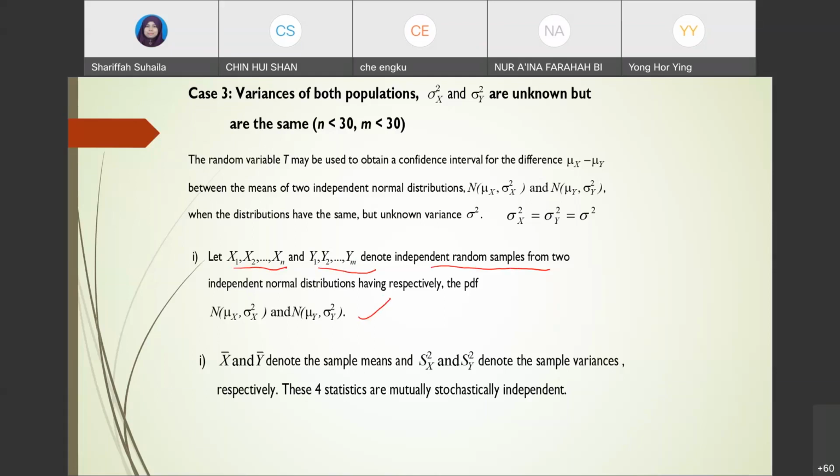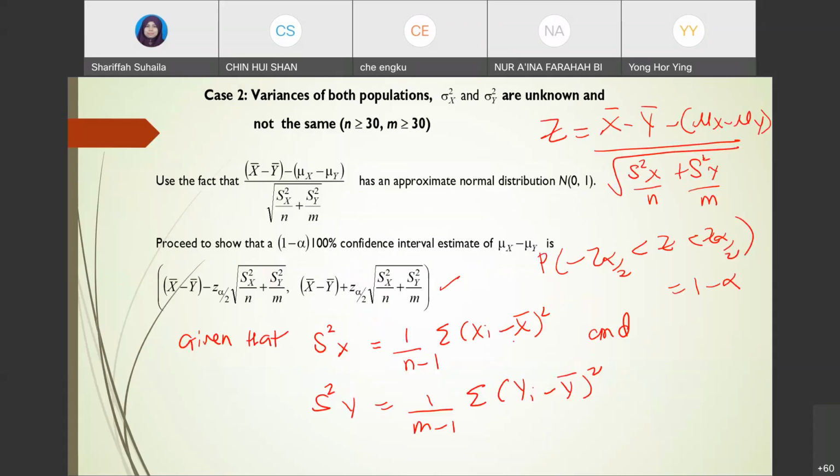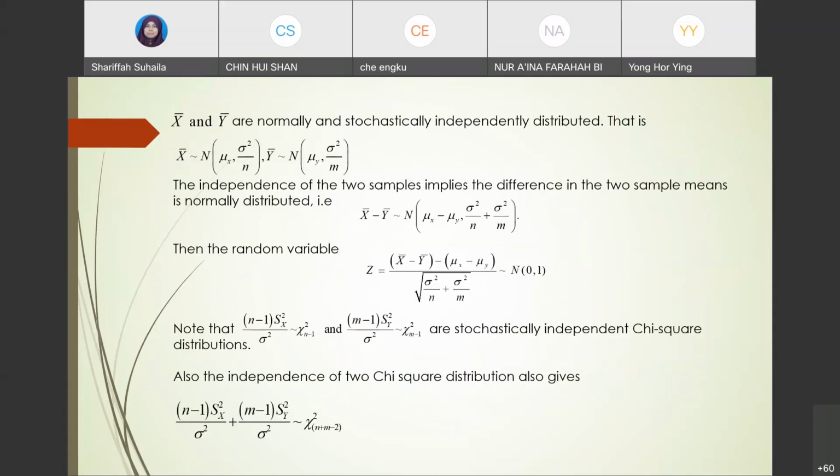Okay, here we have x bar, y bar, the sample means. Again, s square x, s square y, your sample variances. And these random variables are independent. You have a random sample, and then you have 4 random variables, or 4 statistics. So these are independent. If you want to add what s square x is, just substitute: s square x is this one, s square y is this one. And again, when you define x bar, it is normally distributed. You have mean mu x, variance sigma square over n. Y bar, mean mu y, variance sigma square over m.